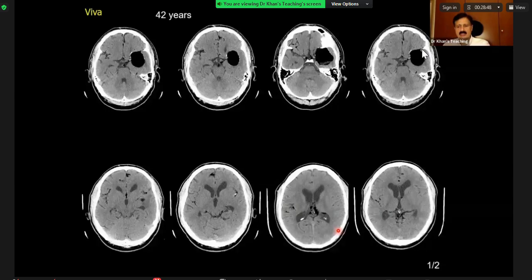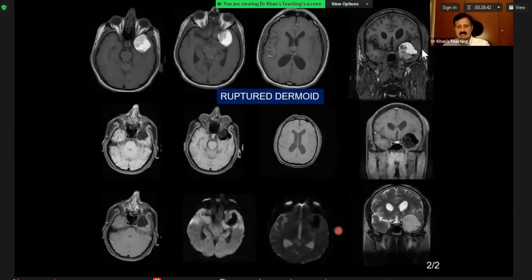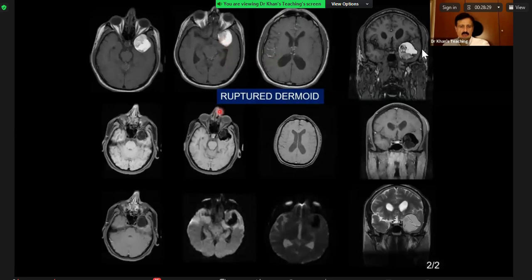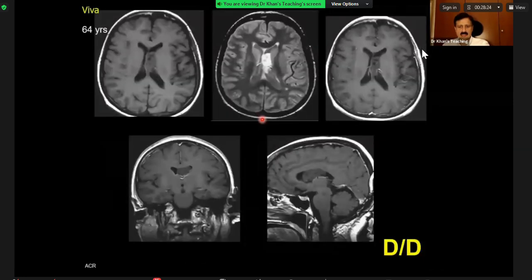So if you don't pick up the dermoid and you pick up fat inside, then go for the spinal imaging. This is the same case which I had showed you last time, but this is on MR, and you can see how the fat goes into the CSF, and then it shows fat saturation. So this is the same case on MR.